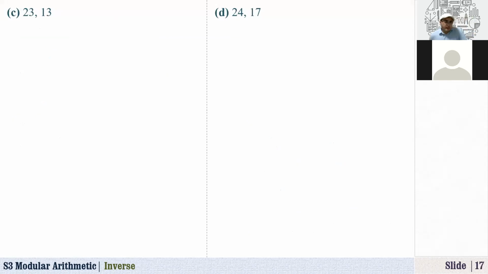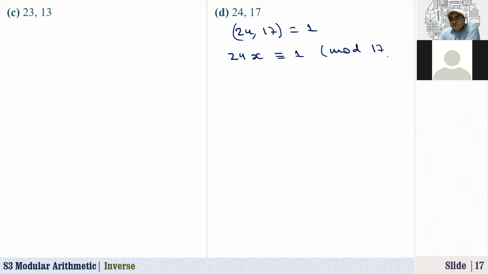Okay. Another example. Maybe you don't have to solve all of these questions, because they are similar. Let me just do one of them here. How about D? Here we have 24 and 17, right? So the gcd is equal to 1. So 24 has the inverse modulo 17. So now we need to solve this equation that 24x is congruent to 1 modulo 17, because here a equals 24, b is equal to 17. So by the equation, we get 24x minus 17y is equal to 1.